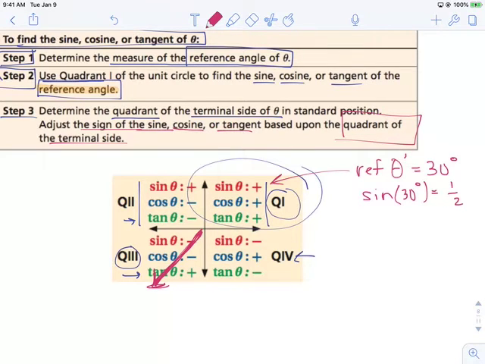Well, if I go back, because I didn't want quadrant 1, I wanted quadrant 3, I see that sine should be negative, so my answer would be sine of my angle theta, which in this case, if you do some mental math, should be 210 degrees. Sine of that would just be negative 1/2, because sine in quadrant 3 is negative.